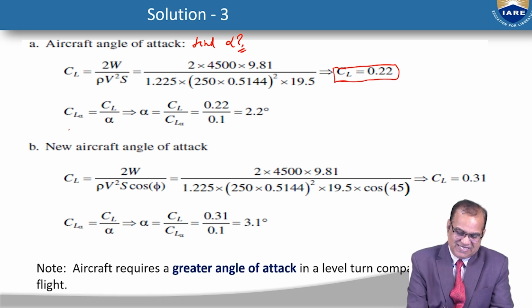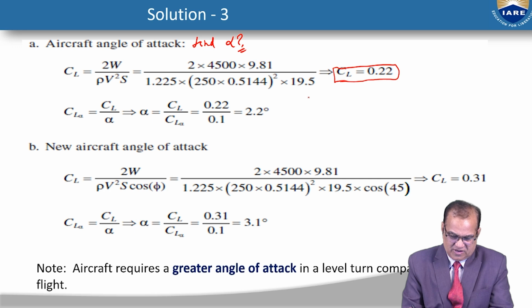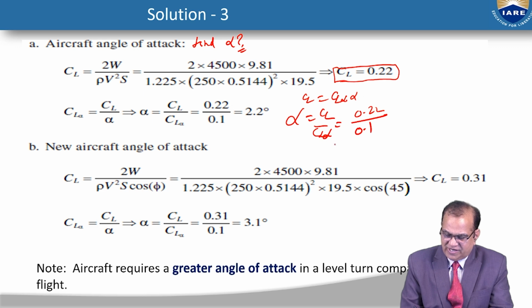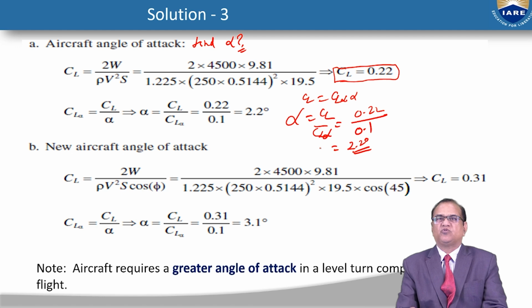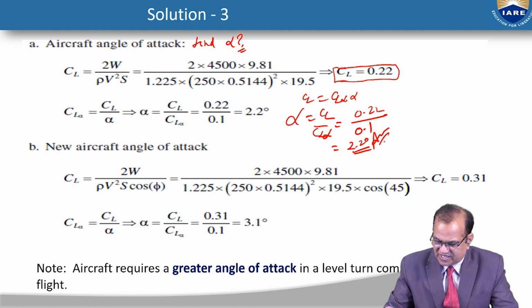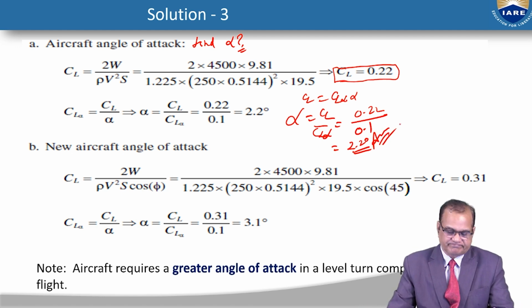We know that CL is equal to CL alpha into alpha. So alpha is equal to CL by CL alpha. CL we have got 0.22 and CL alpha is given as 0.1. So 2.2 degrees. So the angle of attack is 2.2 degrees. So this is the answer for problem A.